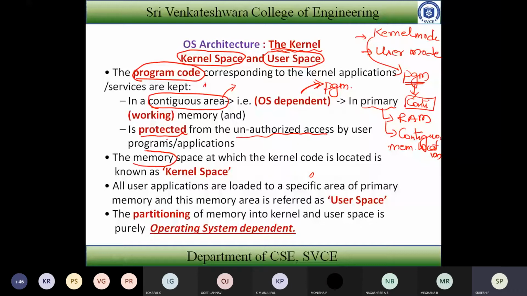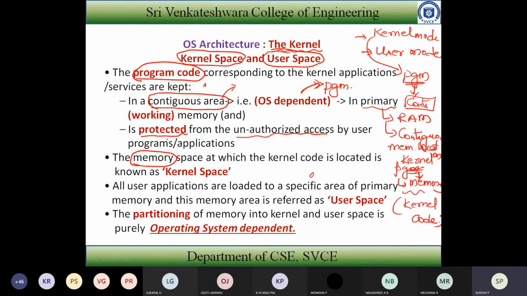Now whenever you are going to have the memory, if you take any program, it means it is going to be stored in some memory, right? Finally it is going to be stored in some memory. When the kernel is there, even the kernel has to be stored in some memory. The memory space at which the kernel is located, that part of the space is called kernel space. The code space in which the kernel code is located is called kernel space.